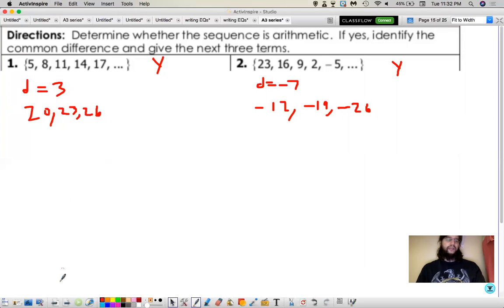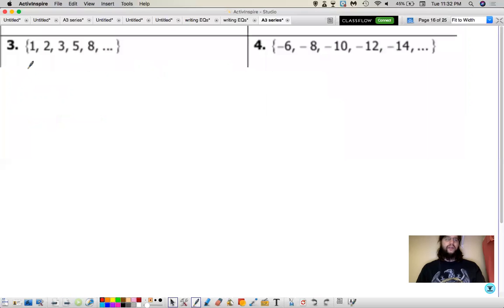Okay, so 1 and 2 are yeses. Let's check out number 3. 2 minus 1 is 1, 3 minus 2 is 1, 5 minus 3 is 2. So that's a no. There is no common difference here because, yes, it works here and here, but after that, the difference is 2, the difference is 3. Not arithmetic.